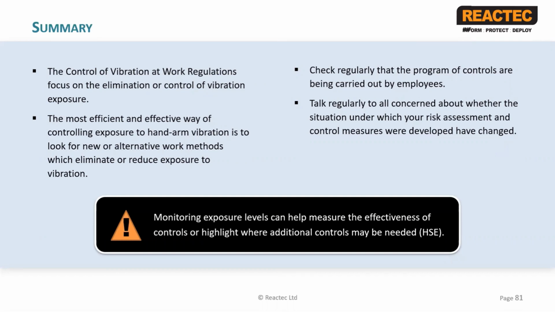So in summary, the Control of Vibration at Work Regulations 2005 focus on the elimination or the control of vibration exposure to as low as reasonably practicable. The most efficient and effective way of controlling exposure to hand-arm vibration is to look for new or alternative work methods which will eliminate or reduce the vibration level. You should check regularly that the program of controls that you have put in place are actually being carried out. Talk regularly to all concerned about whether the situation under which your risk assessment and your control measures were developed has changed in any way.